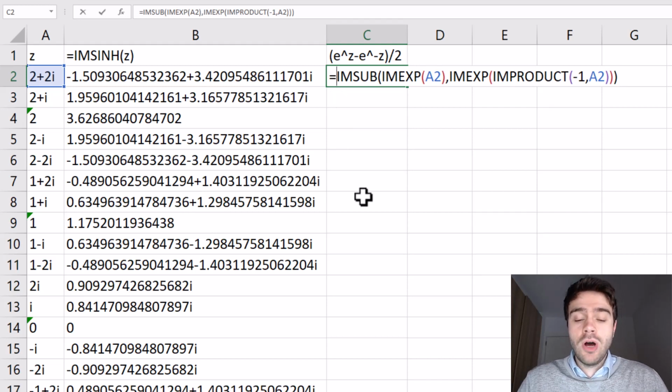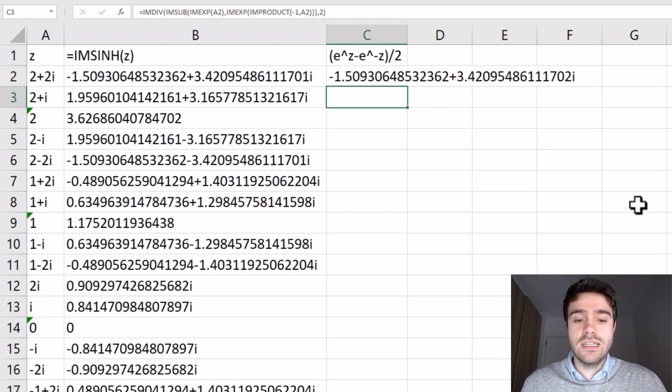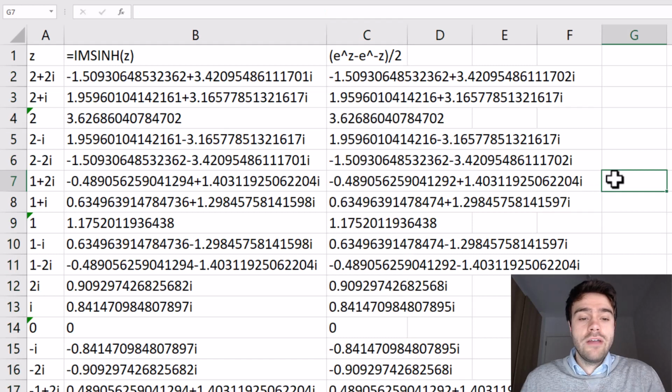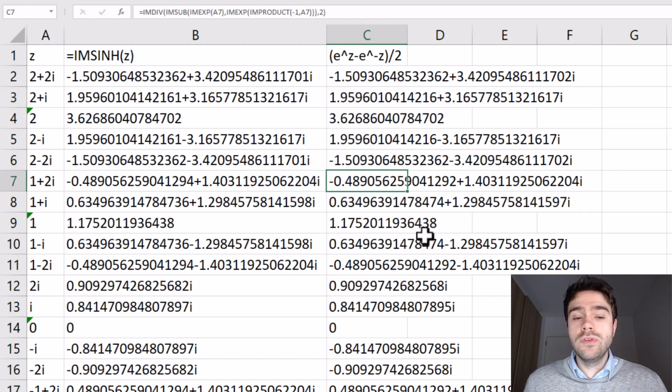So I will wrap all of this in the IMDIV function, where the first argument is the number we just created, and then the second argument is the number which we will use to divide the first number. So that would be 2. So I put that all the way at the end, close the parentheses and press enter. And there you can see the result. I will be pulling this through, but I think it's pretty obvious that you are getting exactly the same result. So proving that indeed we can recreate the IMSINH function using this formula.